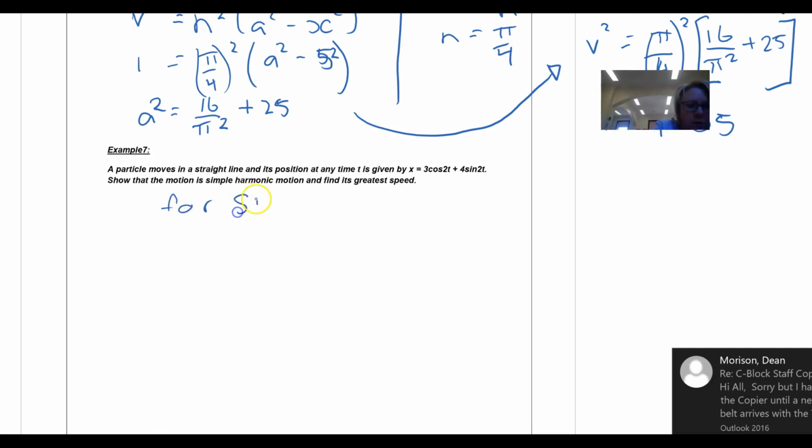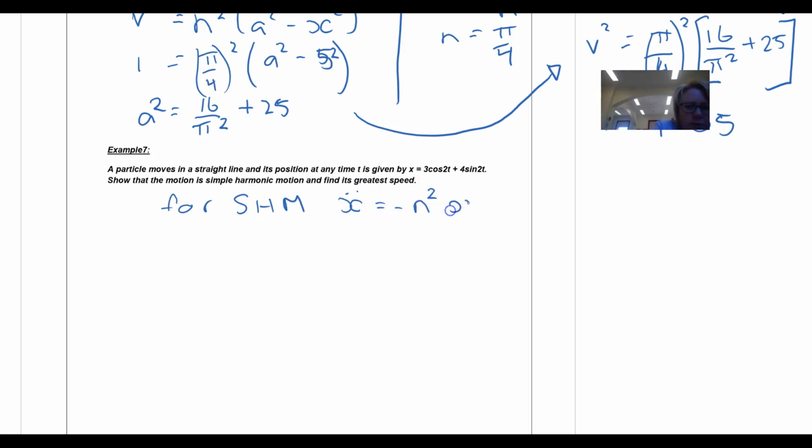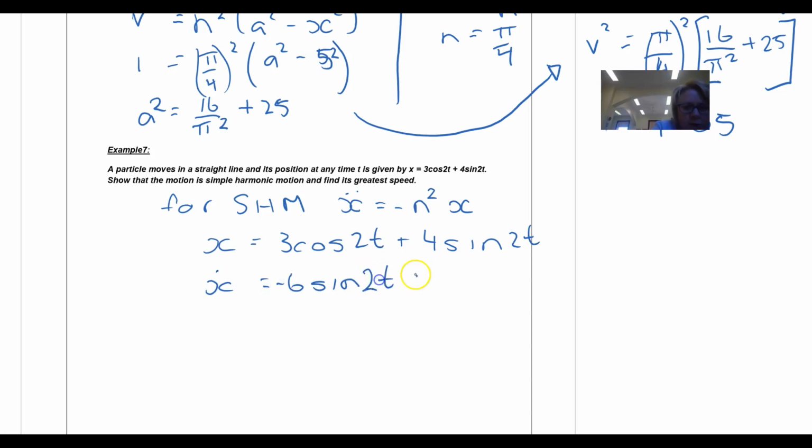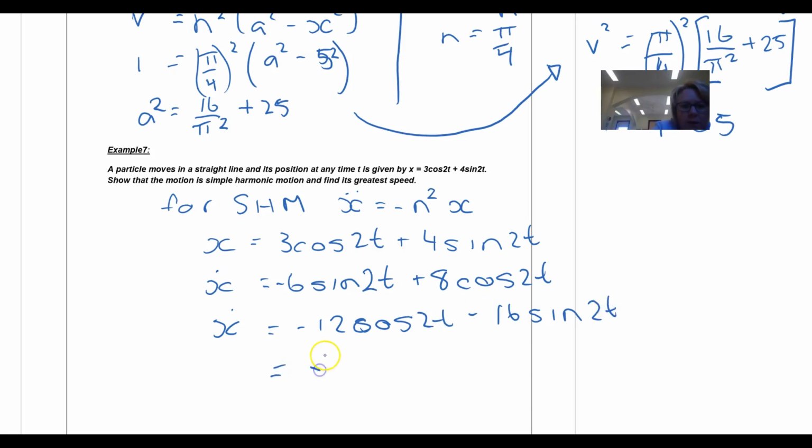For simple harmonic motion, x second derivative is proportional to the displacement, so you have to find it and you have to differentiate. x dash is 6 sine with a minus 2t plus 8 cos 2t. x double dash is minus 12 cos 2t minus 16 sine 2t, which is minus 4 lots of what I started with, therefore simple harmonic motion.